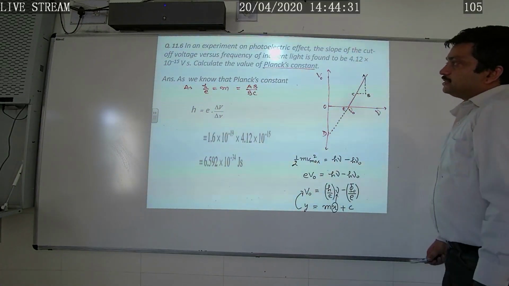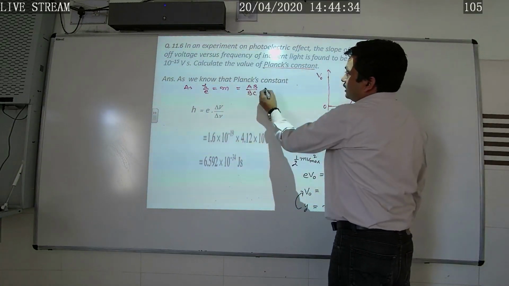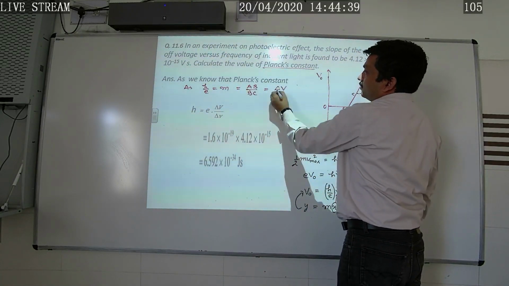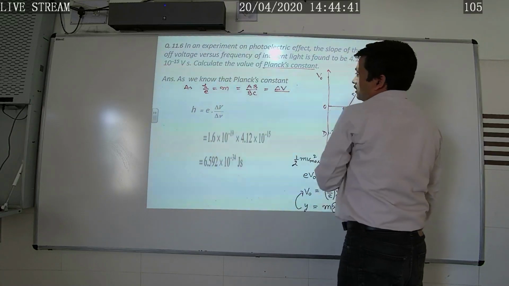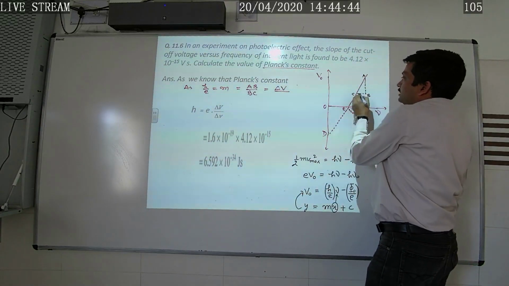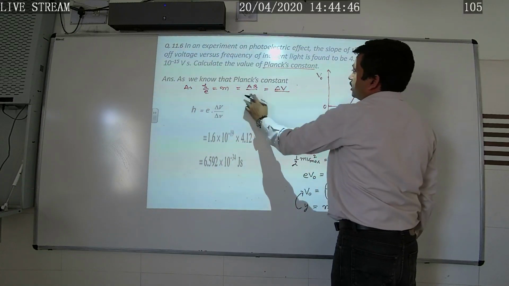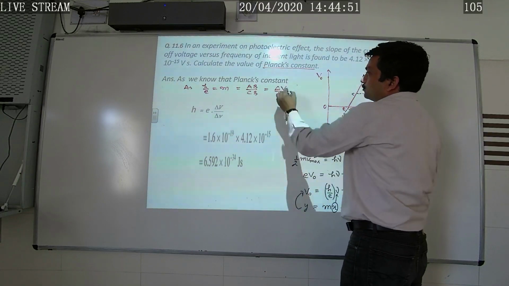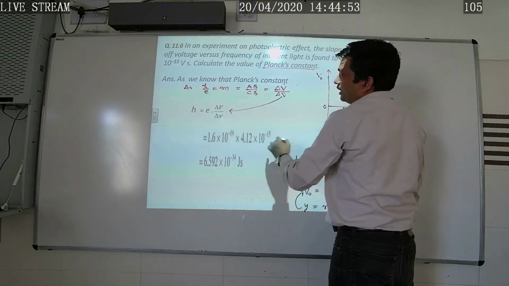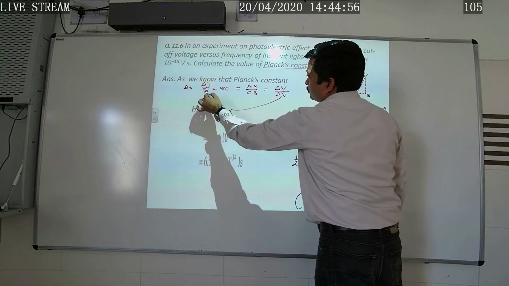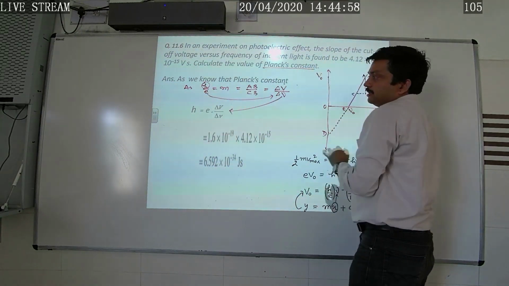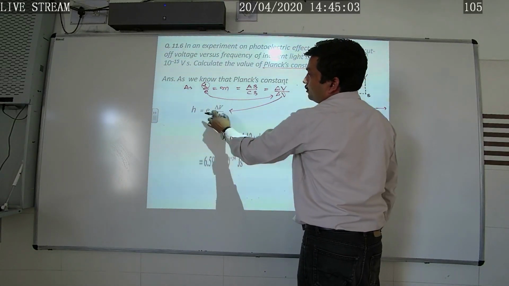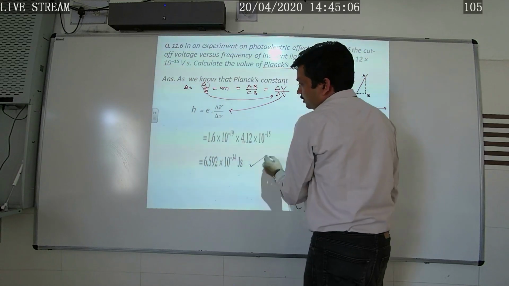AB by BC. Here in this case, AB is nothing but a small change in cut-off potential, and CB is nothing but delta nu. This thing is given to us. We want to calculate this h, so we have to multiply it by e. So when we multiply delta V over delta nu by e, we get the required answer.